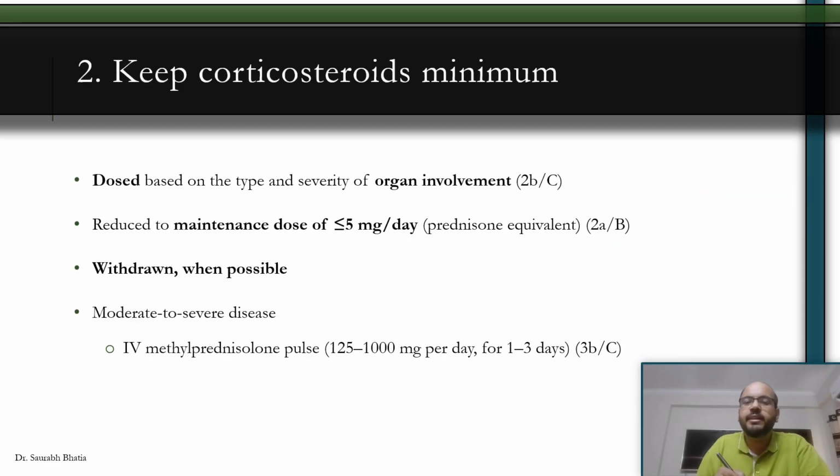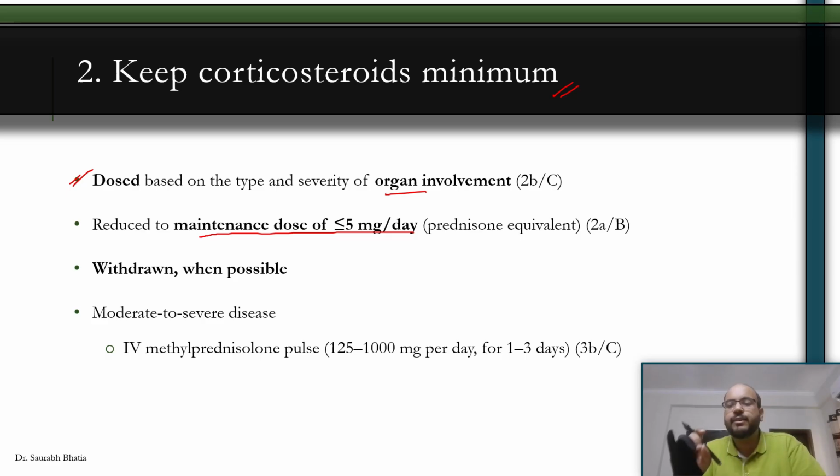The second recommendation is to keep steroids to a minimum. So keep steroids at the lowest dose possible to control disease activity. The dose is based on the type and severity of organ involvement. Reduce steroids to a maintenance dose of less than 5 mg per day prednisolone equivalent. Now what do we mean by that?